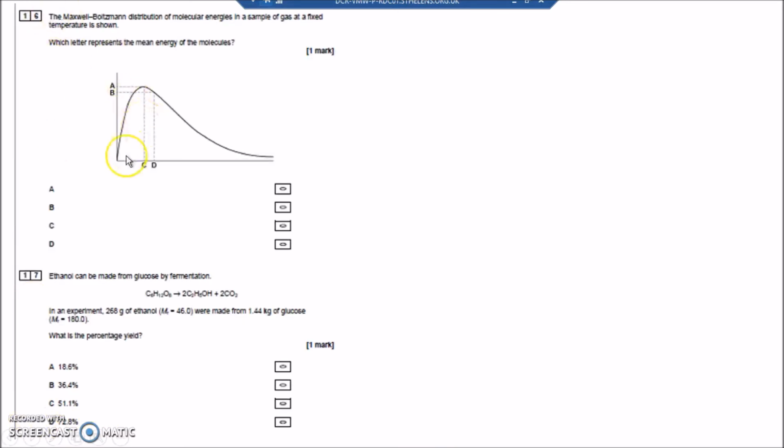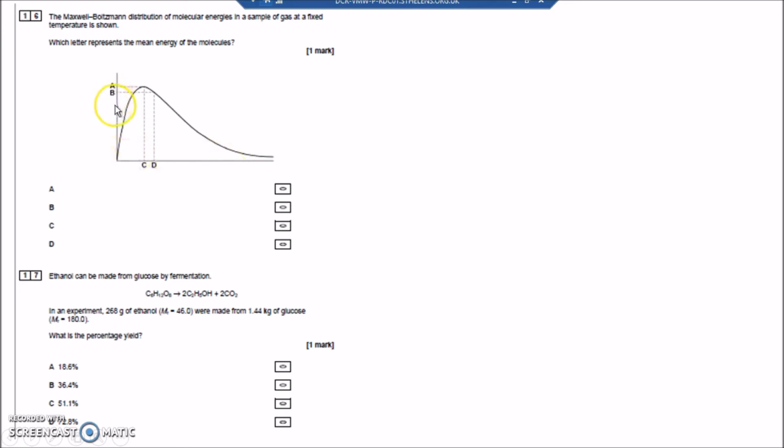Questions 16 and 17. So I've got a Maxwell distribution curve here. Right, along the bottom you've got energy, and up the side you've got numbers of molecules. So first of all, which letter represents the mean energy? Energy is along the bottom. So you're looking at either C or D as a value for energy along the x-axis.